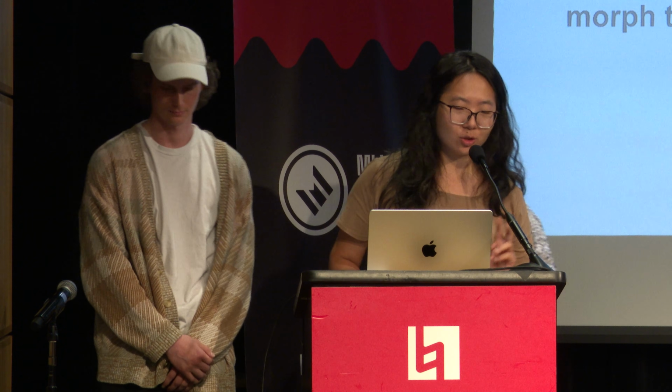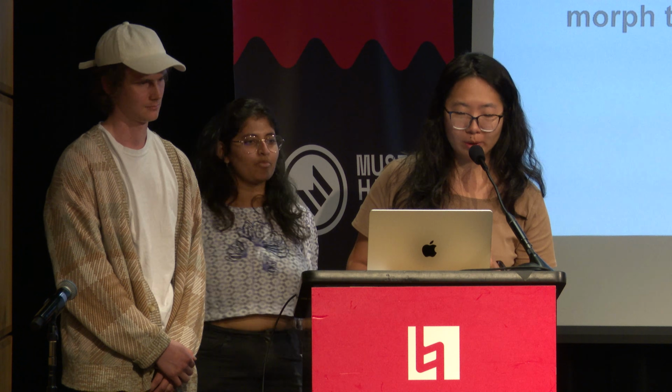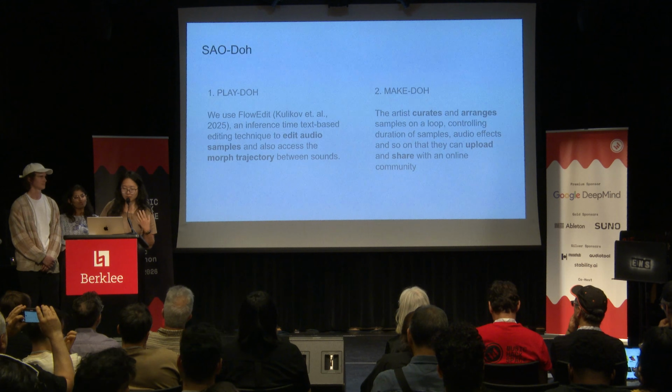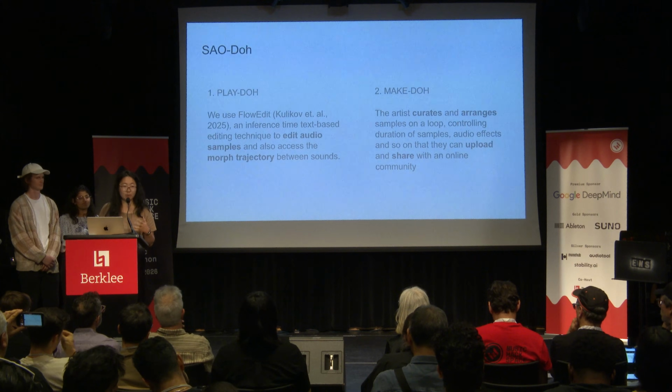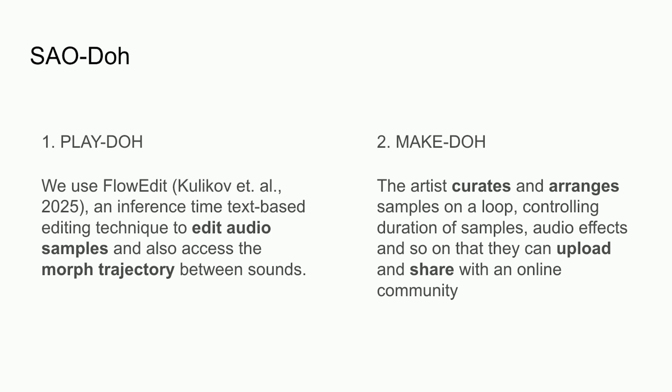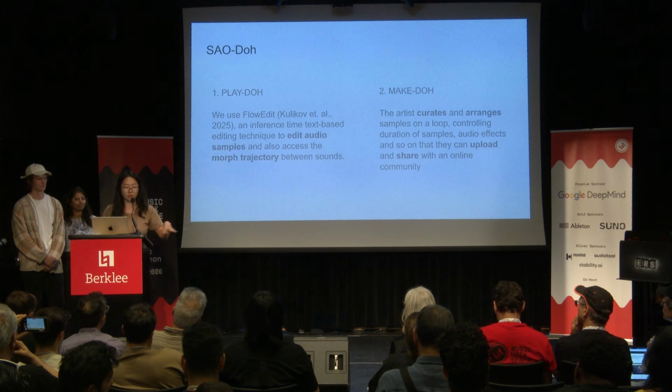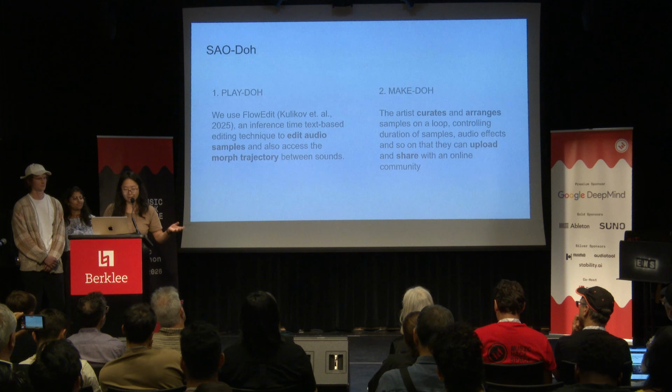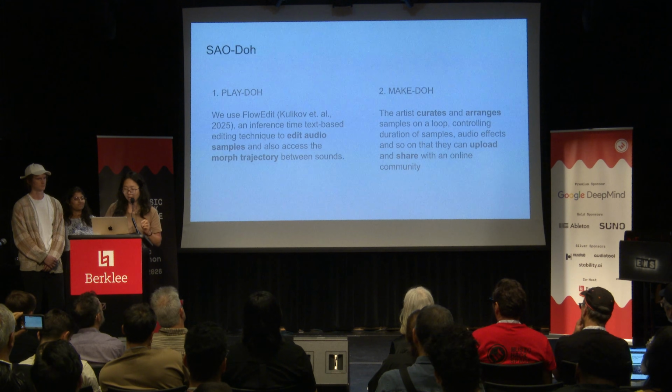So then based on this, we had a web app that is two-stage. So the first stage is Play-Doh, where we use FlowEdit that allows the users to edit the audio sample. So all they need to do is upload the sample, tell it what the sample is, and then what they want the sample to turn into. That gives them a range of intermediate audios, and then these intermediates can become source audio for the users to morph again. So this is a chainable morph process.